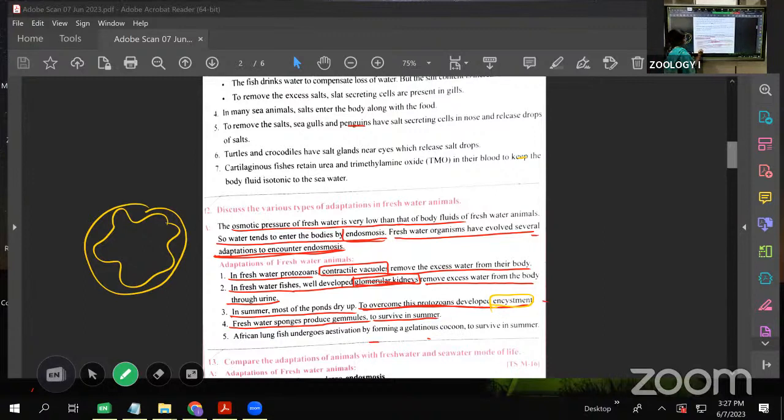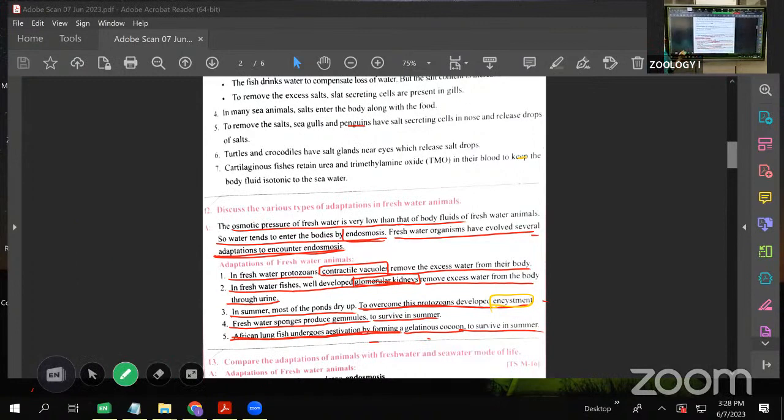African lungfishes undergo estivation. Hibernation is winter sleep, and summer sleep is called estivation. In the summer season, African lungfishes undergo the summer sleep, forming a gelatinous cocoon around themselves. See this one here.